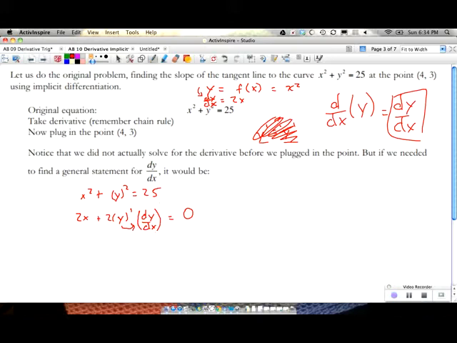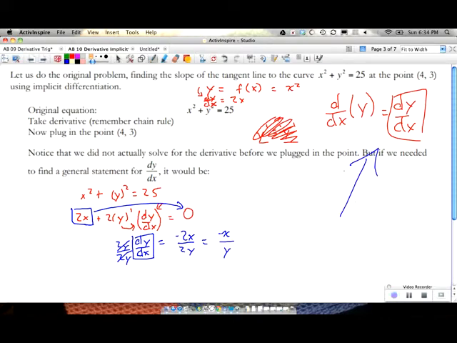Now, this is all cool and stuff. I did the derivative all over the place. But I want to simplify it and get that dy/dx by itself. So anything that's not dy/dx, in other words, a non-dy/dx term, would be this term here, the 2x. I'm going to move that over. So that would give me 2y dy/dx equals negative 2x. Then if I divide by 2y on both sides, I'd have dy/dx all by itself, perfect, and negative 2x over 2y, or simplified even more, negative x over y.